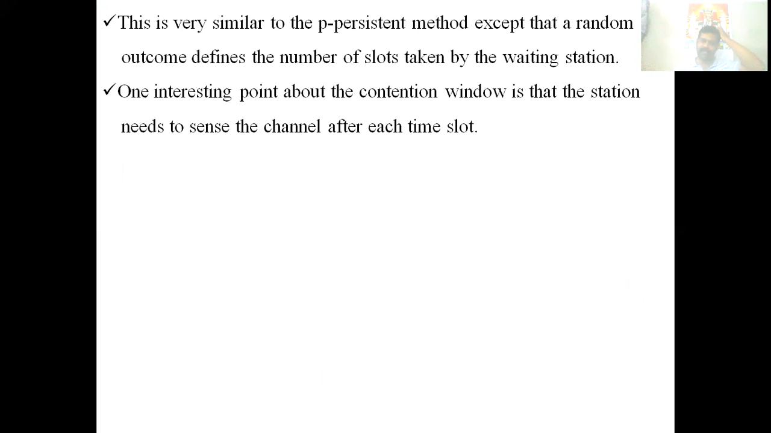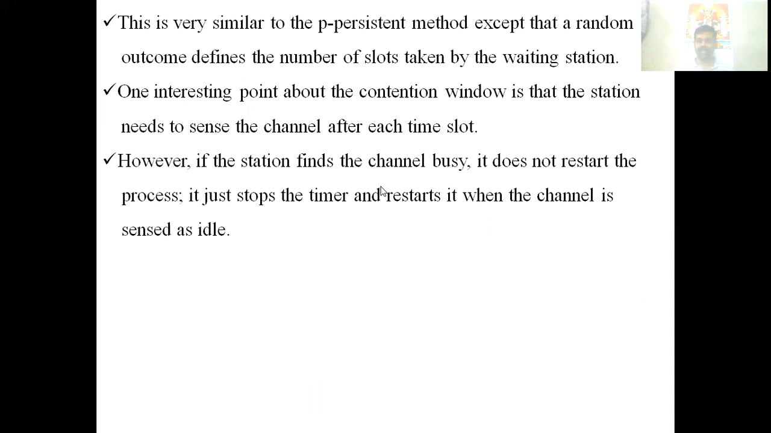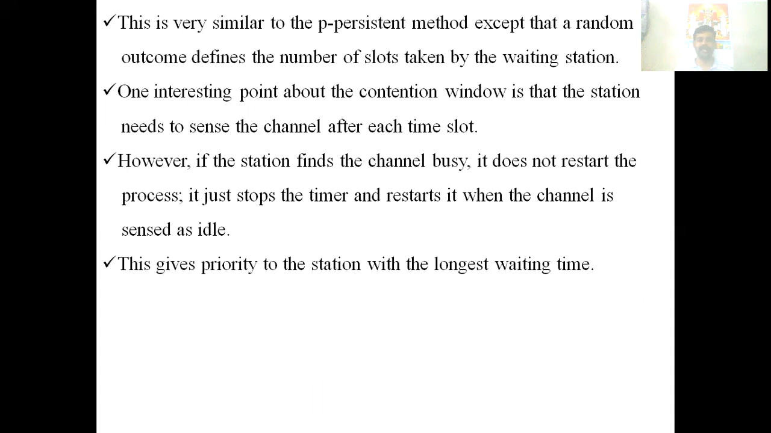This is very similar to the p-persistent method, except that a random outcome defines the number of slots taken by the waiting station. One interesting fact about the contention window is that the station needs to sense the channel after each time slot. If the station finds the channel busy, it does not restart the process. It just stops the timer and restarts it when the channel is sensed idle. This gives priority to the station with the longest waiting time.